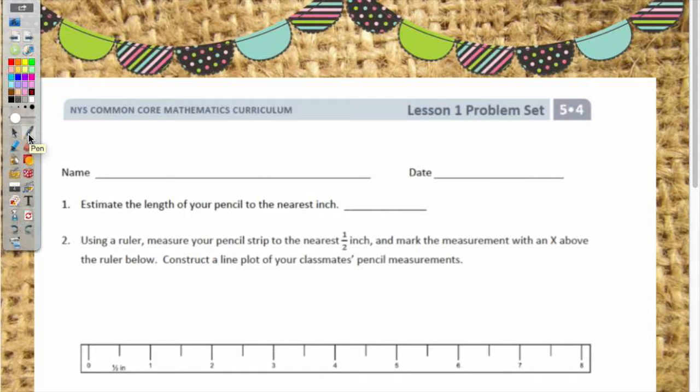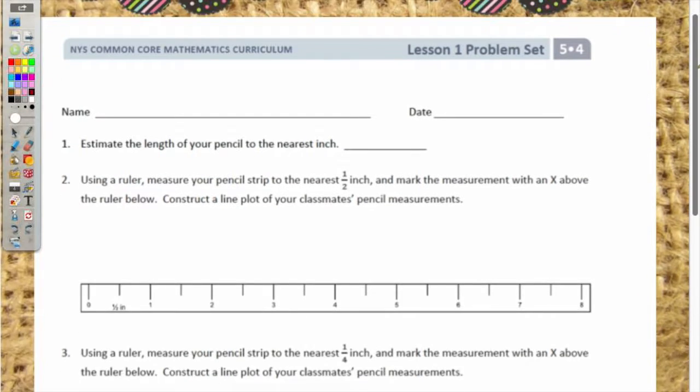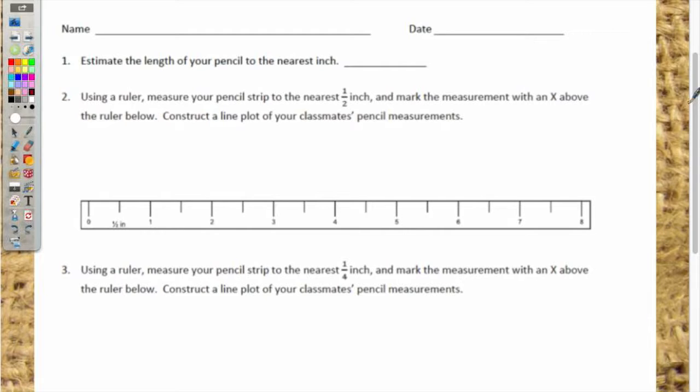Okay, so today we're going to talk about line plots. Now this is the only time this year we're going to talk about it. It's pretty simple, and most of you have probably seen it when you took your state assessment. We're working with fractional parts of numbers, and we're using x's, okay?